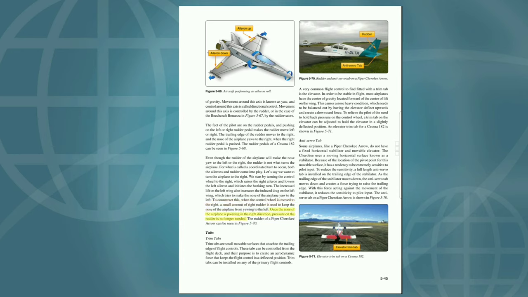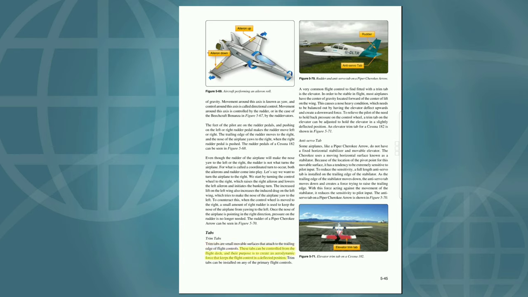Once the nose of the airplane is pointing in the right direction, pressure on the rudder is no longer needed. The rudder of a Piper Cherokee Aero can be seen in Figure 5-70. Tabs. Trim tabs. Trim tabs are small movable surfaces that attach to the trailing edge of flight controls.